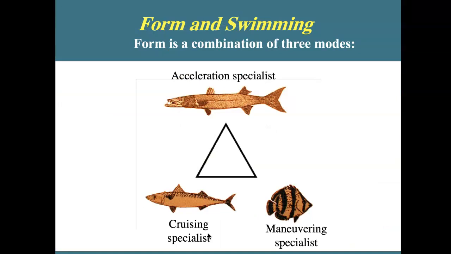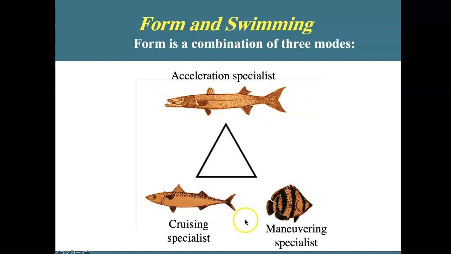So, okay, form and swimming. The kind of form that these different fish are going to use for swimming is a combination of three different modes. There's what we call the acceleration specialist, which has a body form and fin structures that are designed for fast bursts of speed. And that's something like your barracuda.